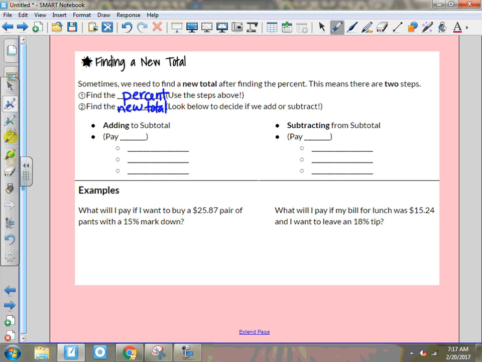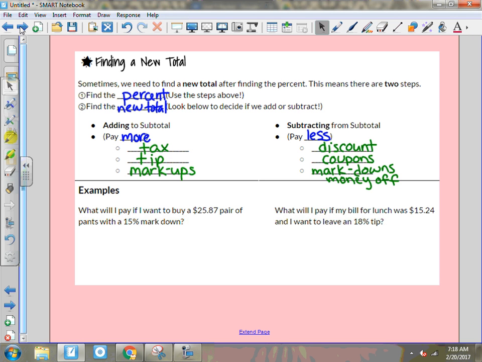Now, there are 2 different ways that we can find that new total. Sometimes we need to add, and that's when we know that we need to pay more using the percent. So things like tax, tip, markups. Those are all scenarios where we would need to add that percent onto our total. Now in other cases, we end up subtracting. That's when we pay less. So things like having a discount, coupons, markdowns, and sometimes we even see money off. Those are all scenarios where we would need to subtract.